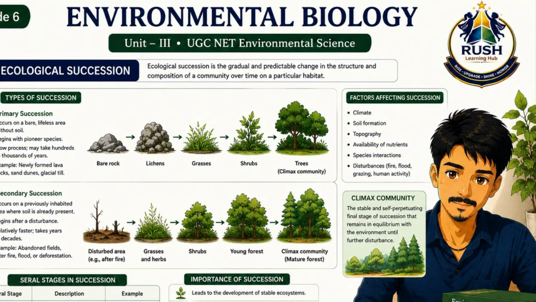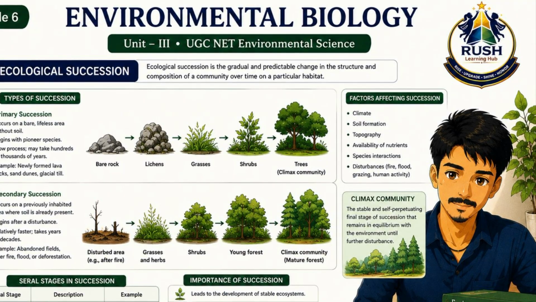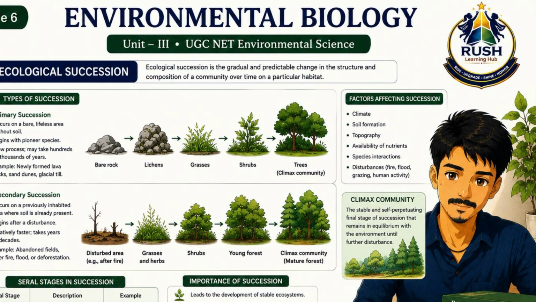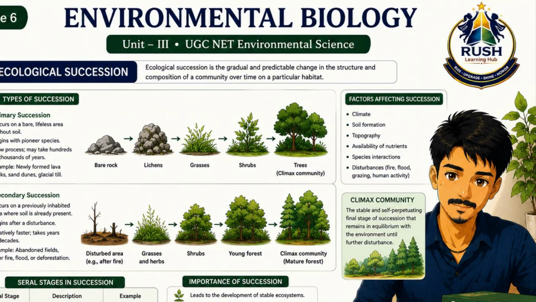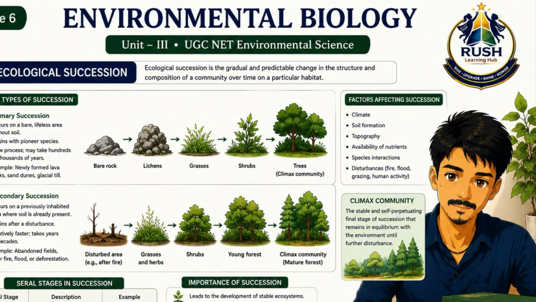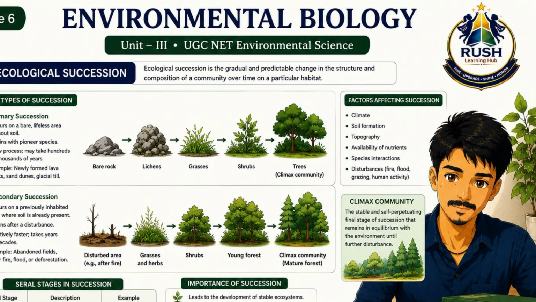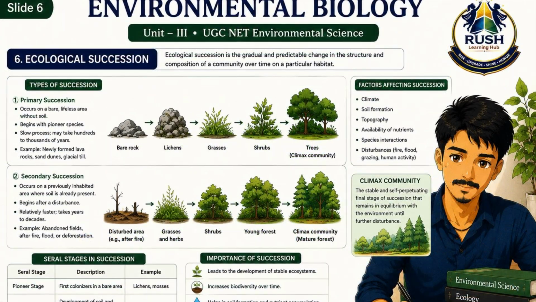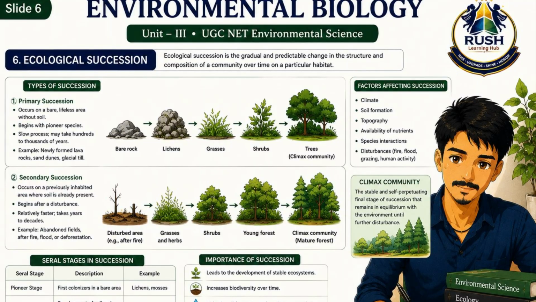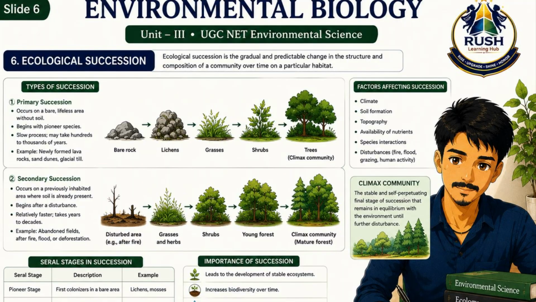In contrast, secondary succession occurs in areas where a previously existing community has been disturbed due to natural or anthropogenic factors, but the soil remains intact. Examples of secondary succession include abandoned agricultural lands, areas affected by forest fires, floods, storms, and deforestation. Since soil and nutrients are already present, secondary succession proceeds much faster than primary succession and may take only years or decades to establish a mature ecosystem.